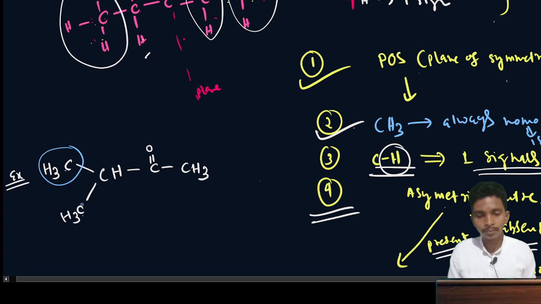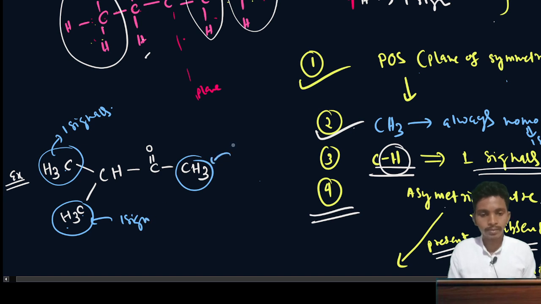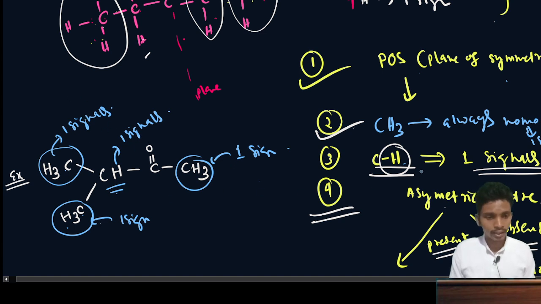So this is homotopic, and this is also homotopic, and this is also homotopic. So this gives 1 signal, and this gives 1 signal, and this gives 1 signal. That I understand from here. Now this CH is there, so this type of CH, I am talking about this one. This gives 1 signal, a different signal. From here I understand how many signals I should get: 1, 2, 3, 4. I will not apply this.